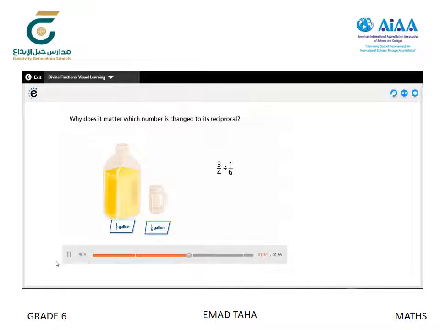Why does it matter which number is changed to its reciprocal? You cannot use the reciprocal of the dividend because division is not commutative. You cannot switch the order of the numbers. What is the reciprocal of the divisor? Select your answer.